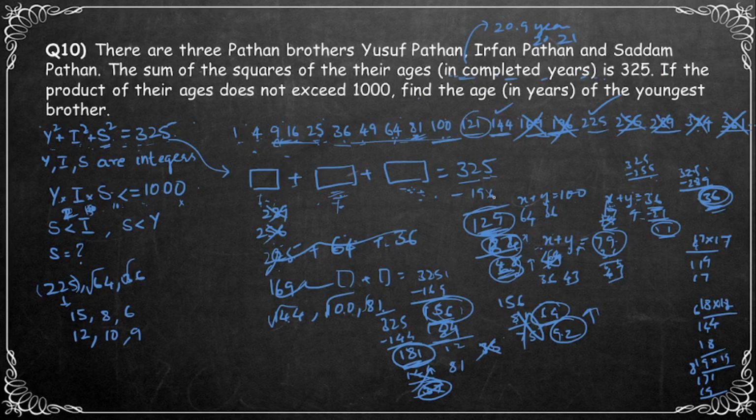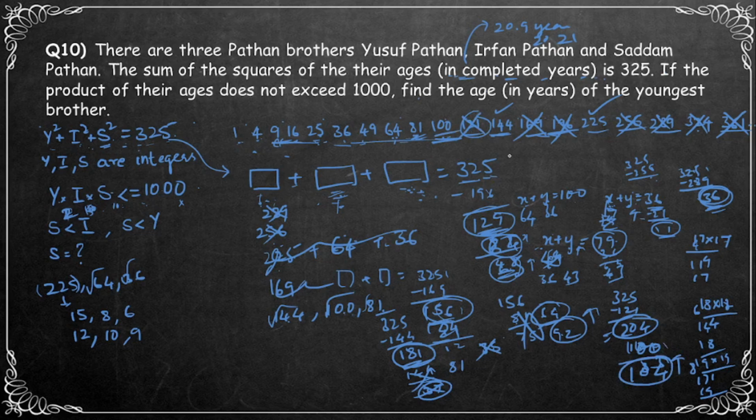Now if I take 121 out of 325, that is 204. So I need the sum to be 204. If I take 121 again, I'll have 83, which is not a possibility. If I take 100, I'll have 104, which is not a possibility. Since y is going above x, we can stop our search there. So 121 is not a possibility.